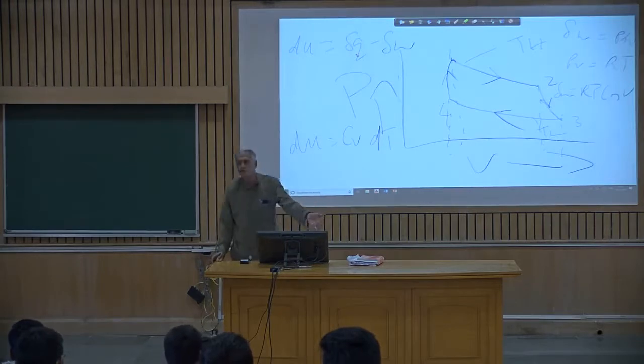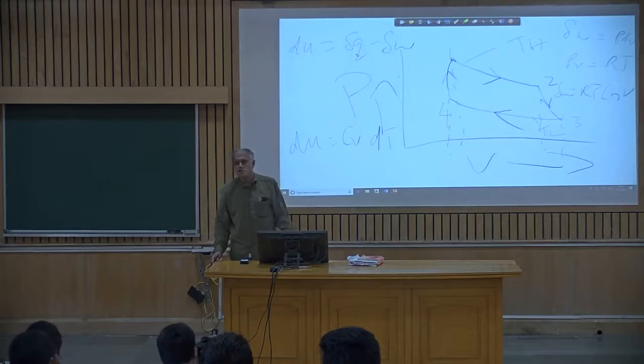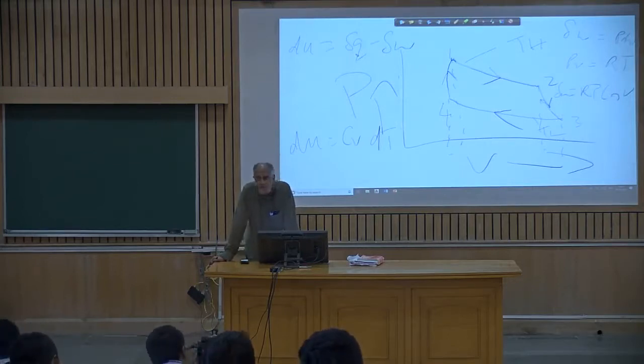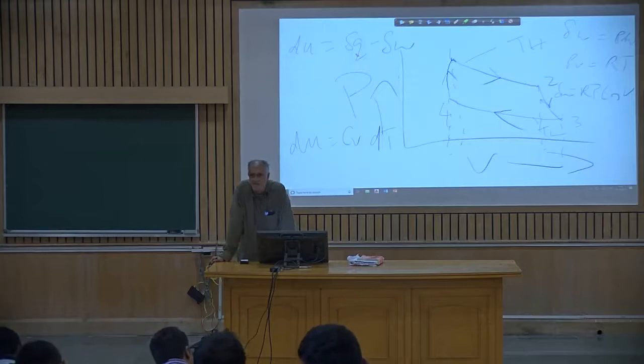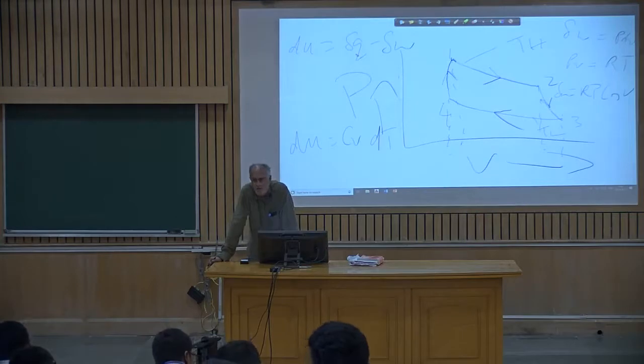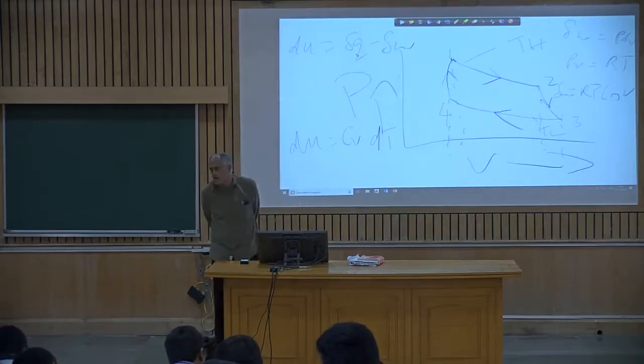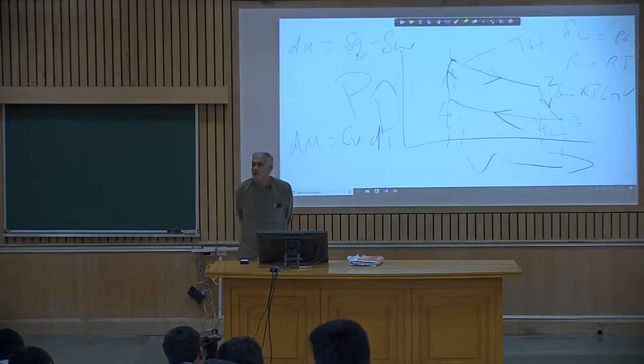So can you write a relation, because now U is 0. What should I label Q as? QH, at the hot location. QH is equal to W. Write it in terms of V, because now you know V1 is changing to V2. So W is RTH ln V2 by V1. It's endothermic, right? Q is positive. QH is equal to RTH ln V2 by V1.